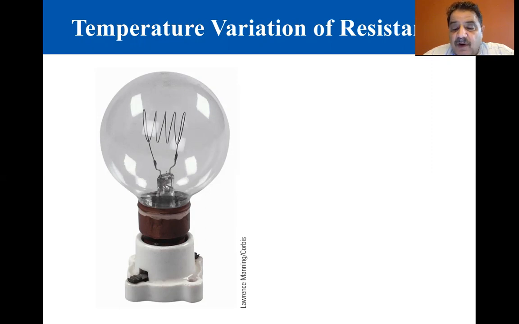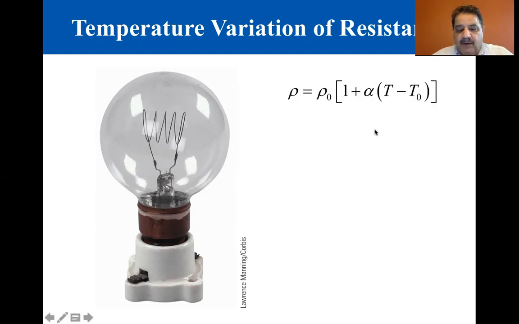The resistance of a carbon filament incandescent light bulb shown in the figure increases with temperature. Over a limited temperature range, the resistivity of most metals increases linearly with increasing temperature, according to the expression given here. Resistivity equals rho zero times one plus alpha times T minus T zero.